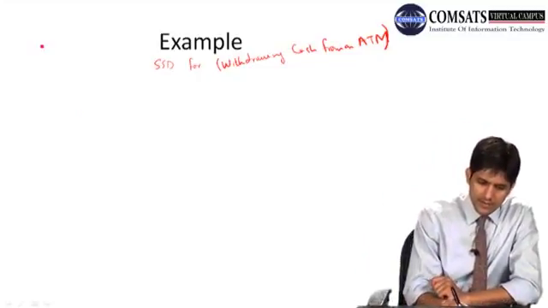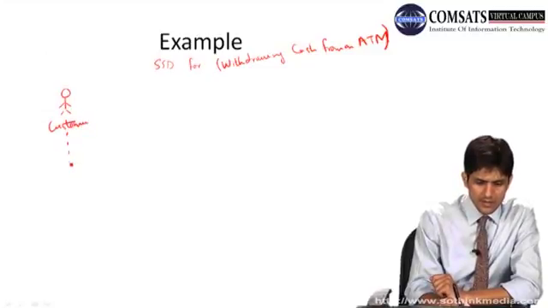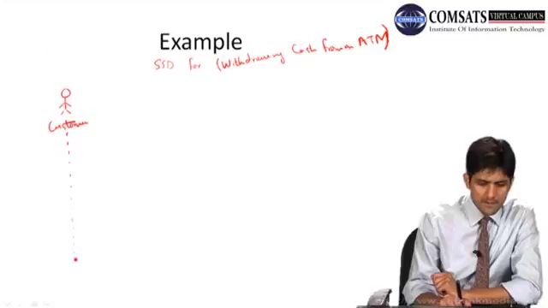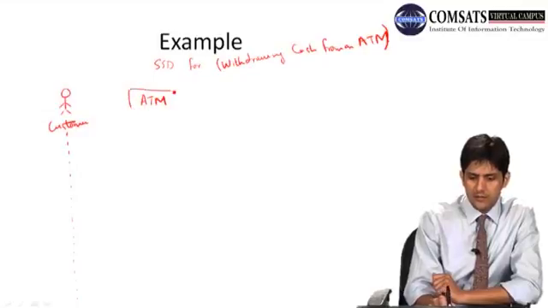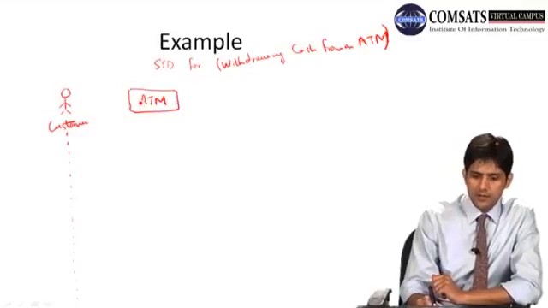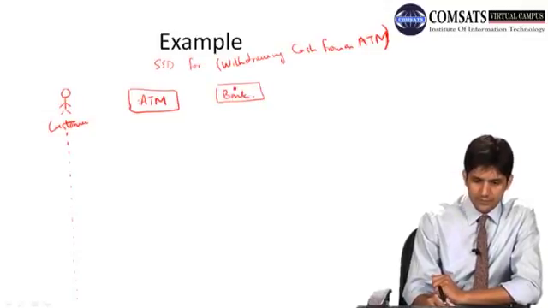So let's see what we will make for this. We have this customer, and we say that this is its lifeline, okay. And then we have this ATM machine, and then we have this bank, okay.